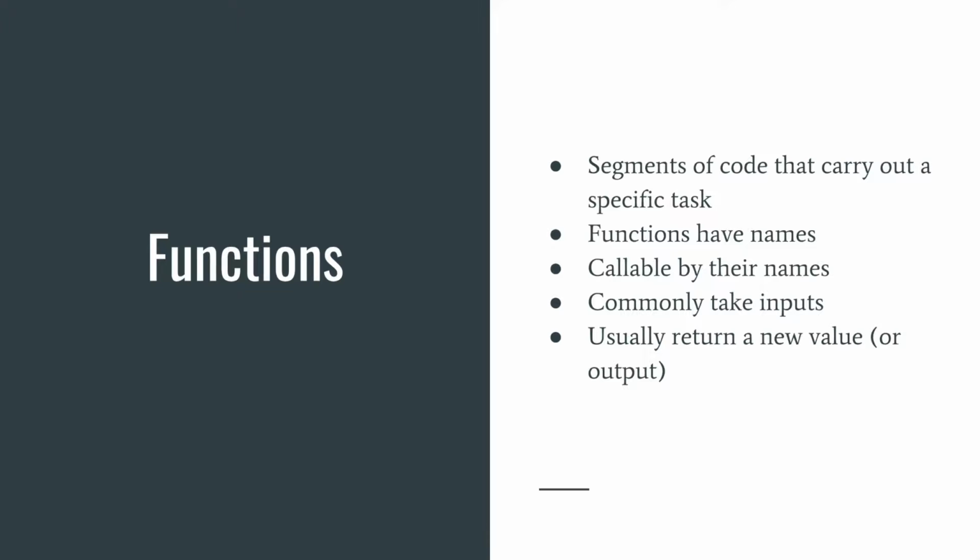We learned that functions are basically just a segment of code, and each function carries out its own specific task. These functions usually all have their own name, and you can call these functions by that name. And most functions also take inputs, and the function can take that input and do some work behind the scenes, and it can usually produce a new value. Or in the case of the print function, it just outputs a value to the screen.